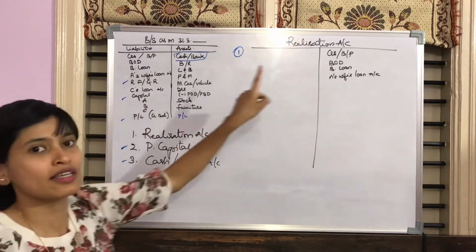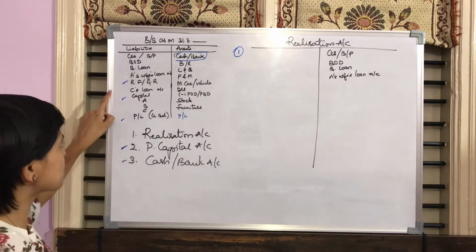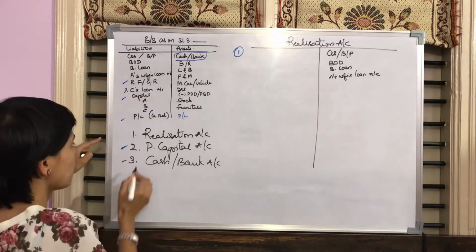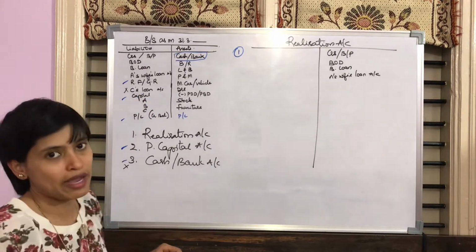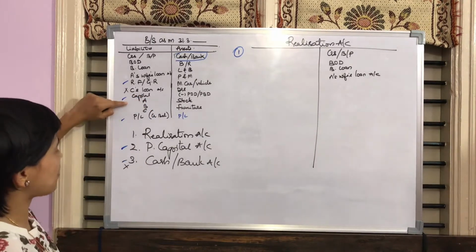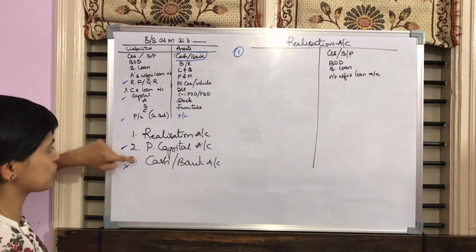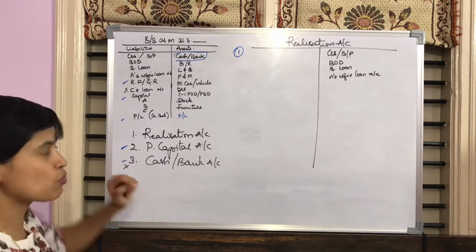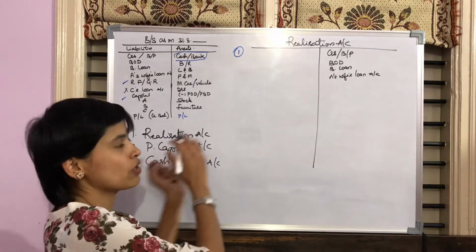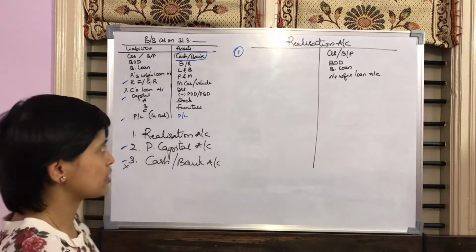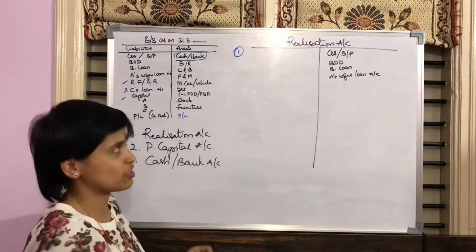Please do not write it in the realization account. This particular item will go in the cash or bank account. The item is capital, which I have told you will go to the partner's capital account. Profit and loss will go to the partner's capital account. So the first step is to write all the items as they are on the credit side, nothing but the opposite direction.